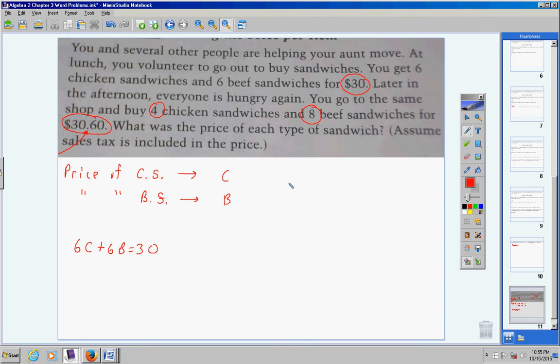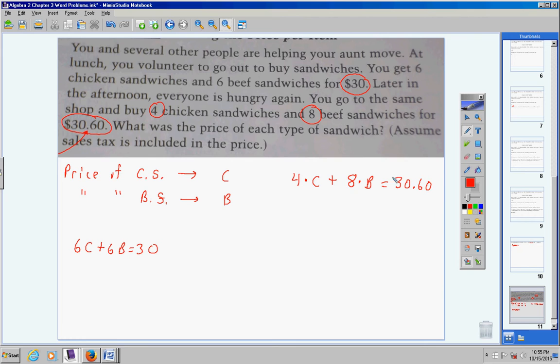I bought 4 chicken sandwiches. Now the cost of one chicken sandwich is C. So if I take the cost of one chicken sandwich and multiply it by 4, that gives me the total I spent on chicken sandwiches. Now, B is the cost of one beef sandwich. I bought 8 of those. So if I take 8 times the cost of one beef sandwich, that'll give me the total I spent on my beef sandwiches. Add those two together, and that should give me a total expenditure of $30.60.